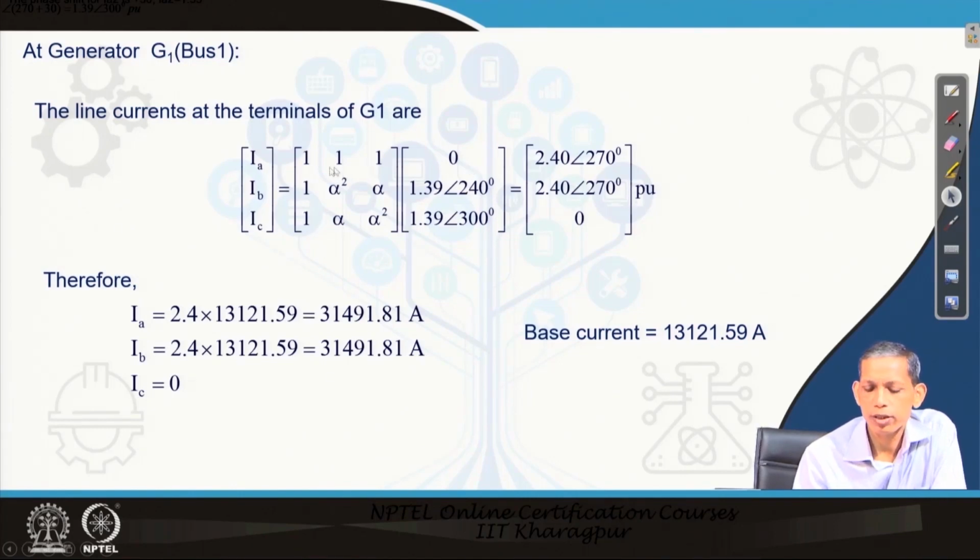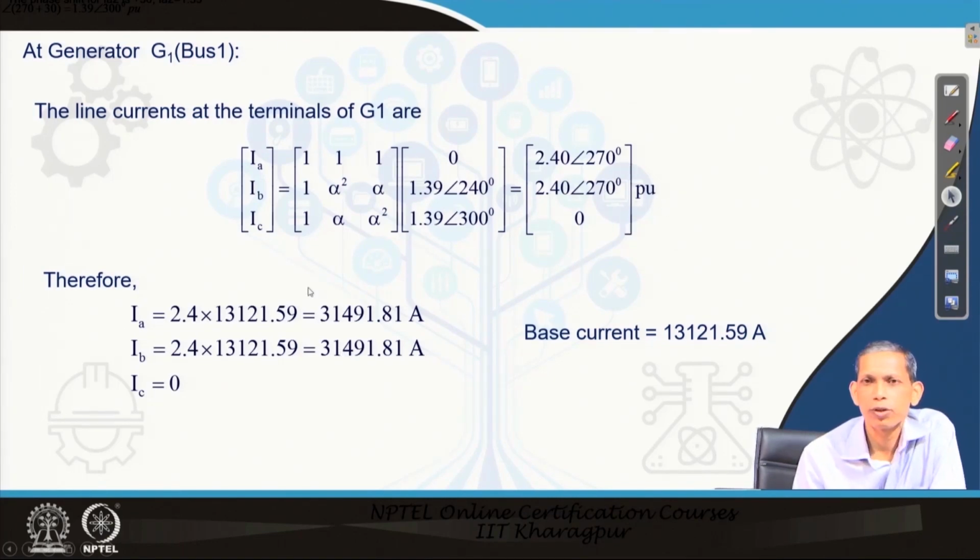So, therefore, substituting these values and multiplying by the T matrix, we get these phase components IA, IB, IC at generator terminal G1, and that gives us values of 2.41, 2.40, 2.40, 270 degree and 0 from the per unit value perspective.